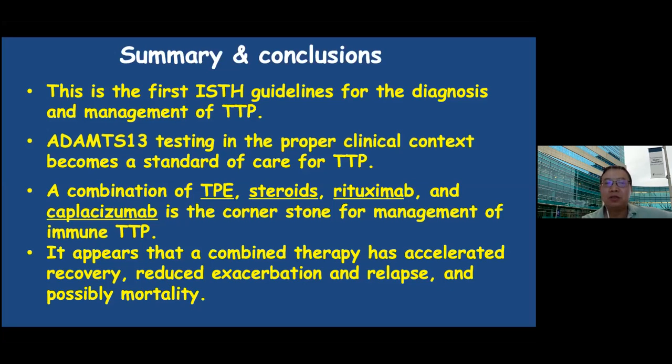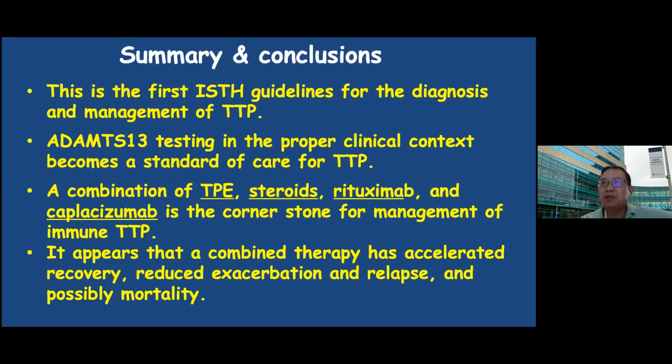For congenital TTP, you don't need rituximab and caplacizumab, okay? You may need plasma infusion or plasma exchange. You don't need the other, okay? So this combination has really accelerated the recovery. There's a study that showed the ICU stay and hospital stay are dramatically reduced. Also, when you have these 4 drugs on board, you don't have exacerbation.